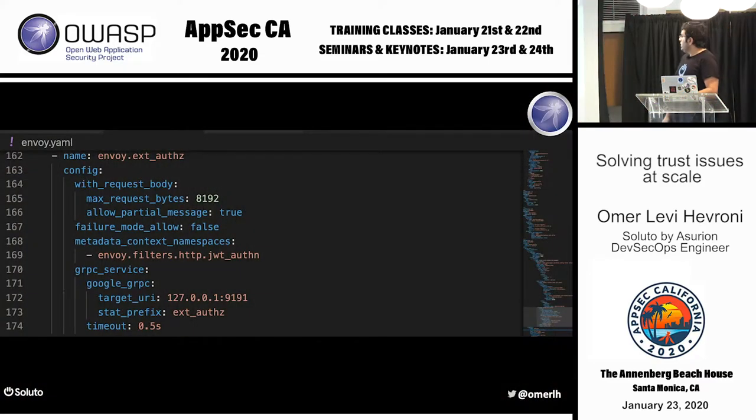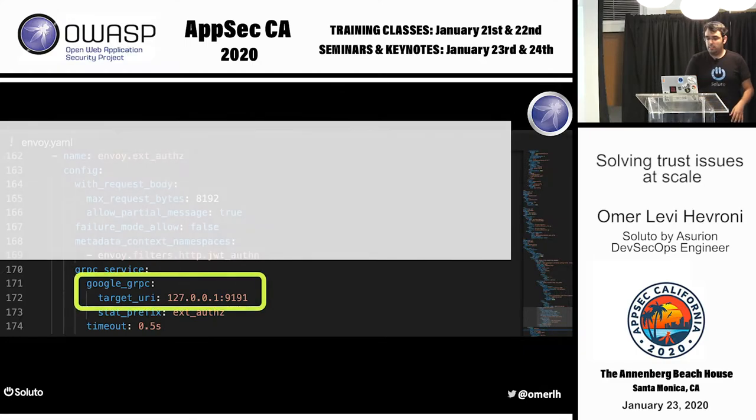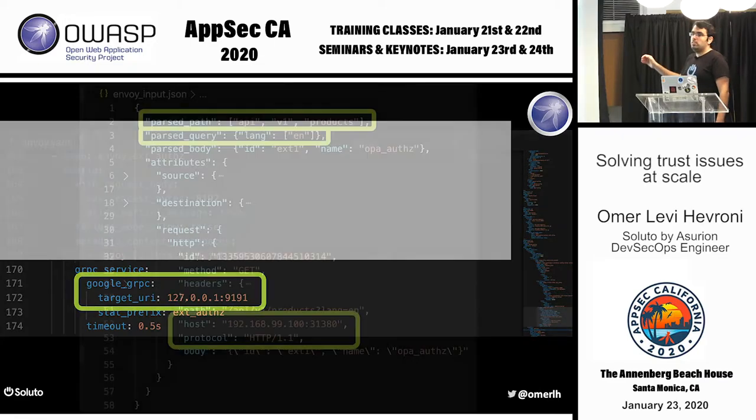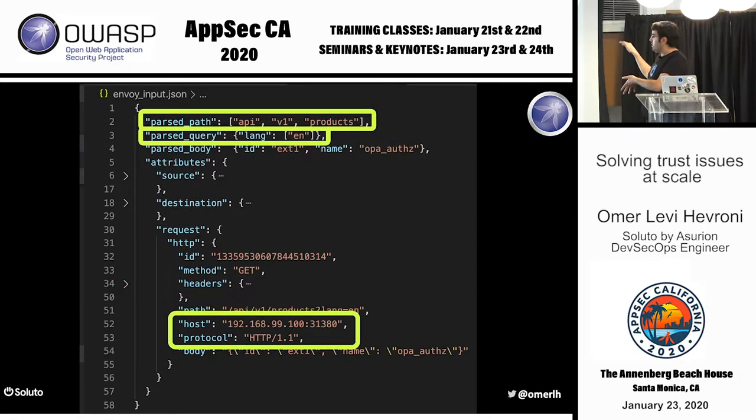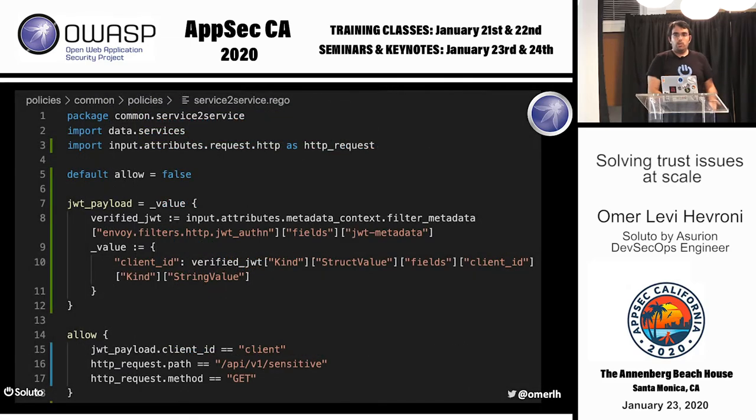This is how we defined it. Again, really ugly Envoy YAML file. This is the interesting part. Basically, I told Envoy, send the request to this gRPC server. And this is the input. OPA will get this JSON for each policy. It's a really huge JSON containing anything you have on the request. The path, the method, the token, all the claims in the token, the client IP, whatever comes with the request.